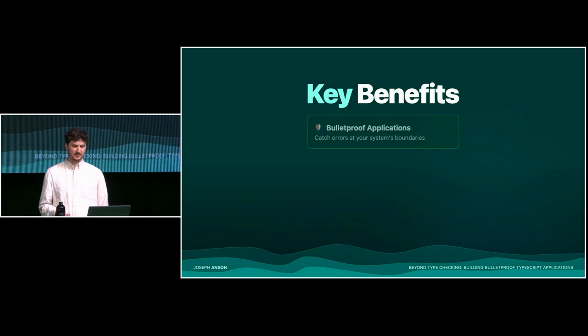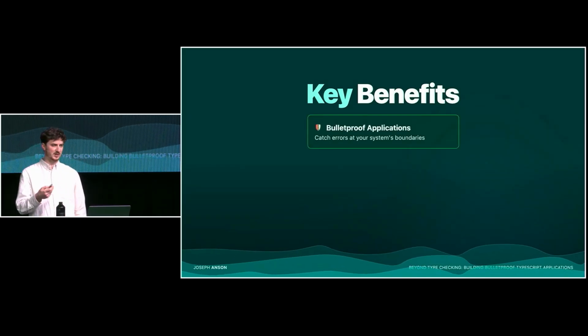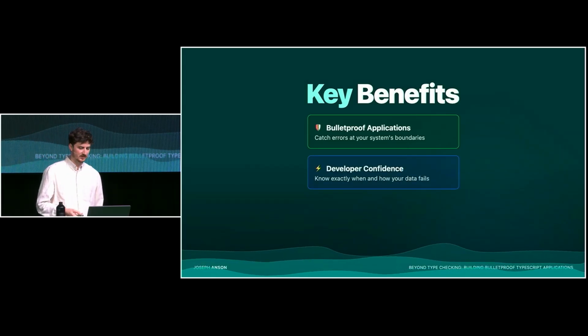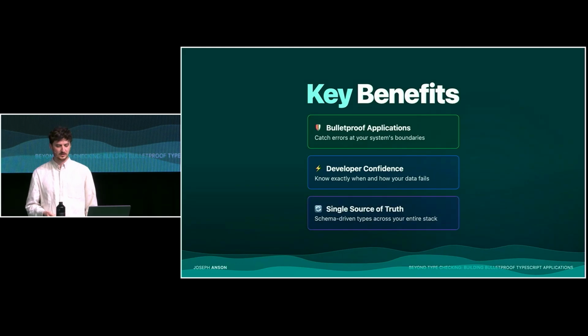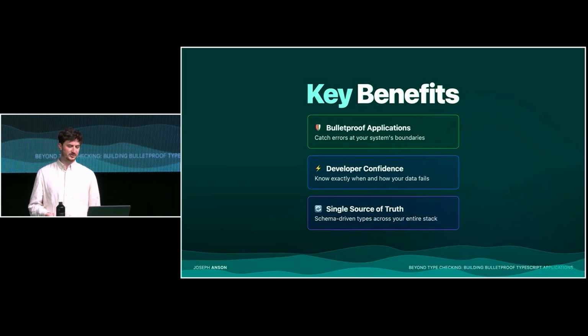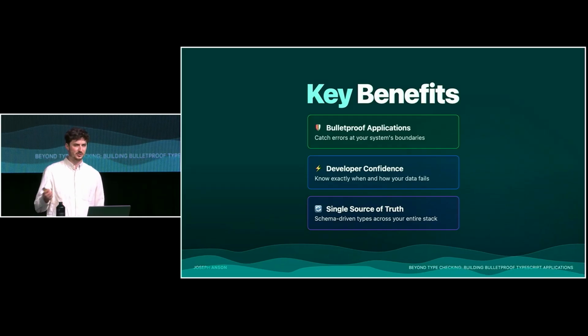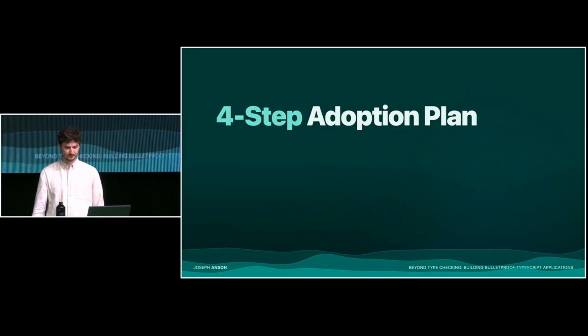So what are the key benefits? Well, by embracing schema validation, we can create truly bulletproof applications, and we can catch errors at our system boundaries. We can develop with confidence because we know exactly when and how our data will fail. We end up with a single source of truth, so we can make all our types schema-driven, and we can use all those schemas throughout our application and have one single source of truth.